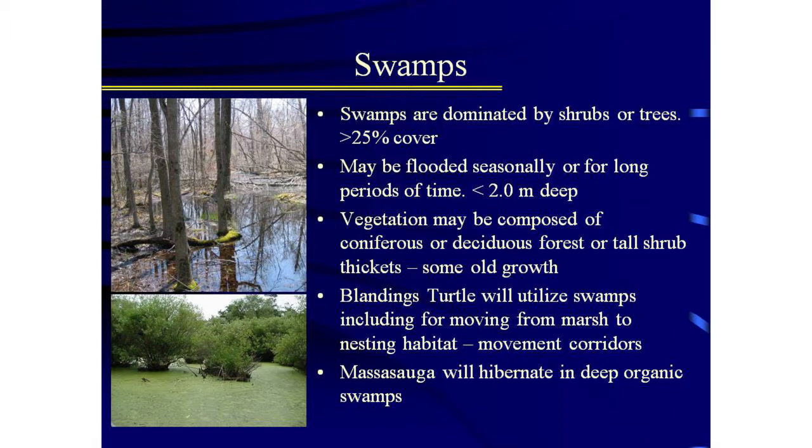Massasaugas will typically hibernate in certain types of swamps, those that have really deep organic soils and still large trees in them. The tree roots go way down into the organic soils, and the Massasauga will actually go down there to hibernate through the winter, to get below the frost level and stay above the groundwater.